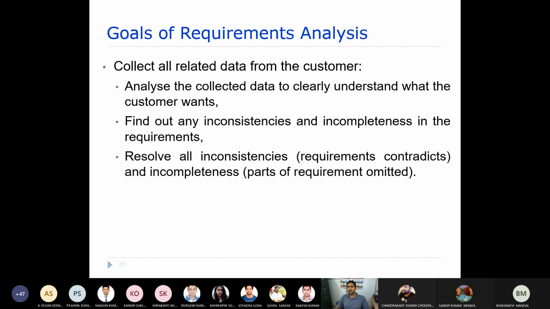Ultimately you want to collect all related data from the customer. Thereafter, after collecting the data from the customer, you analyze the collected data so as to understand what the customer wants from the system, so you try to establish that. Find out any inconsistencies or incompleteness in the requirements, and then you try to resolve them also. So here, during this requirement analysis.